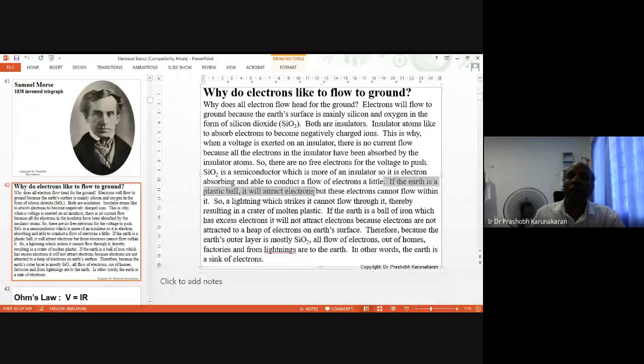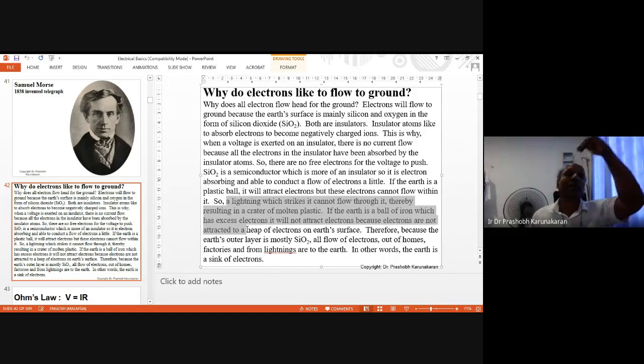So let me continue with that one. If the earth is made of a plastic ball, it will attract electrons, but this electron cannot flow within it. So lightning strike cannot flow through it, thereby resulting in a crater of molten plastic. If the earth is a ball of iron, which has excess electron, because iron gives off electron, it will not attract electron from the lightning, because electrons are not attracted to a heap of electron on the earth surface.